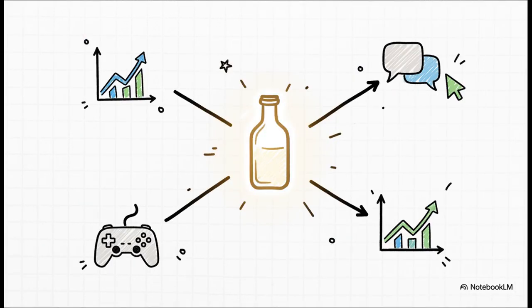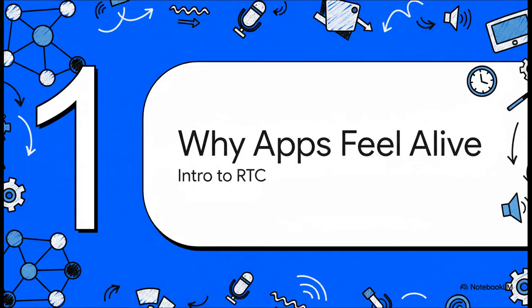Well, it's the secret sauce behind pretty much every app we can't live without. We're talking about the instant pings on WhatsApp, that crazy collaborative energy in Figma and Google Docs, the live price tickers on Robinhood, and of course, the split-second action in your favorite multiplayer games. This isn't magic. It's just really, really cool technology. Okay, let's get into it.